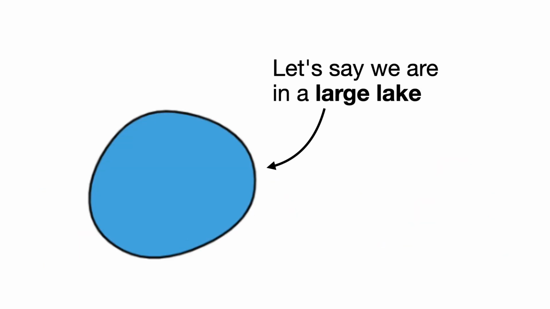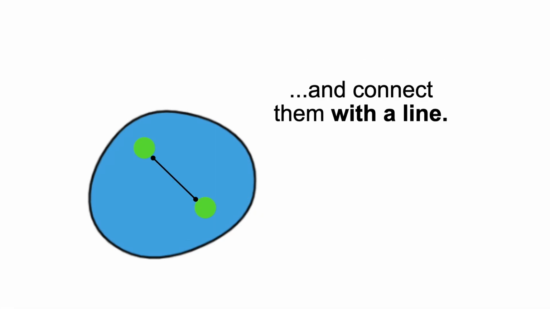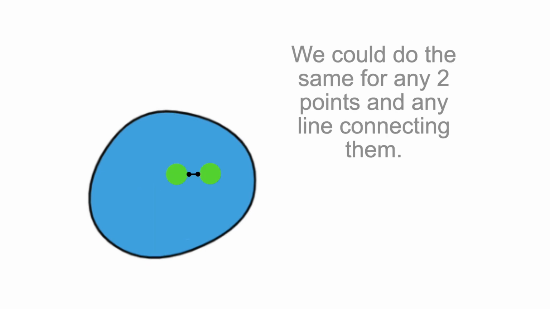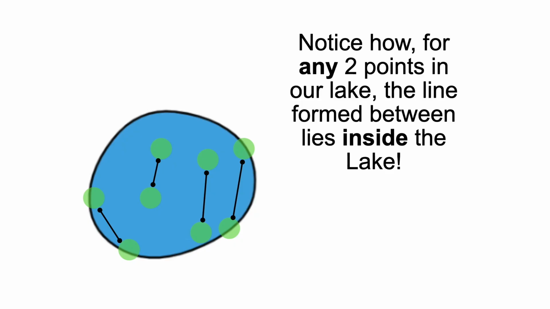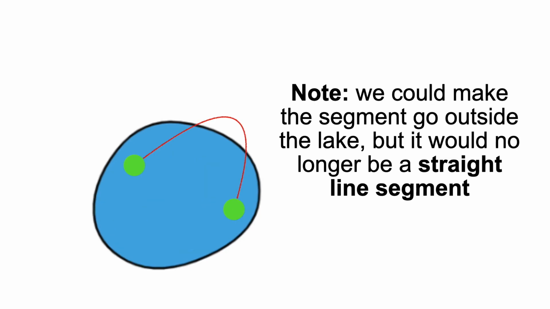Let's say we are in a large lake, and we wanted to select 2 points at random inside the lake, and connect them with the line. We could do the same for any 2 points and any line connecting them. Notice how, for any 2 points in our lake, the line formed between lies inside the lake. We call this a convex set. Note, we could make the segment go outside the lake, but it would no longer be a straight line segment.